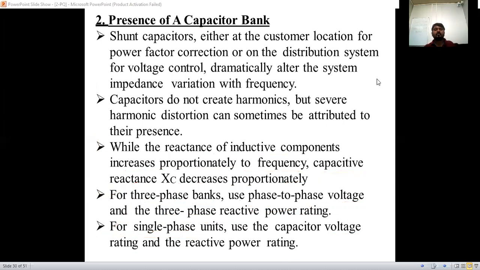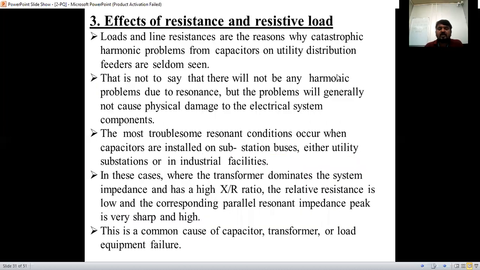Next we'll discuss the resistive load. We are not going to use a pure resistive load, but during resonance, when XL equals XC, that frequency is called the natural frequency. That is not the fundamental frequency. The fundamental frequency is different; the natural frequency comes only during resonance.